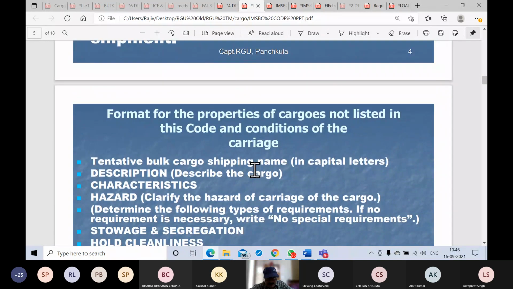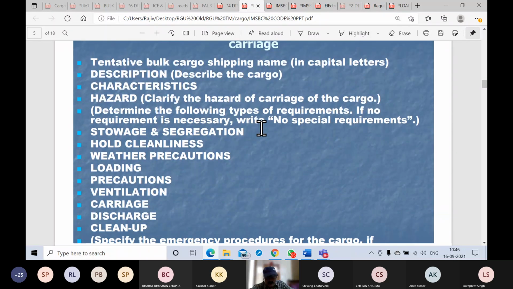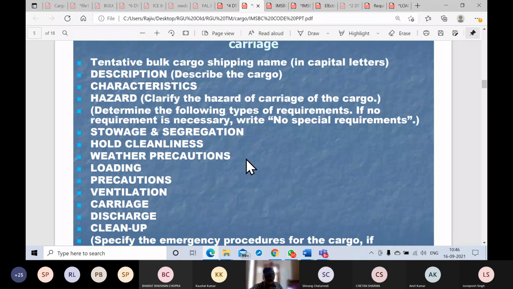And then you see, this is the format for the properties of cargoes not listed in the code and condition of carriage. This is how the shipper will declare it if it is not listed in the code. Since this cargo is not listed, it will not have a proper bulk cargo shipping name, BCSN. So it is said tentative, because it is not listed. It does not have a proper shipping name. This is not provided because it is not listed.